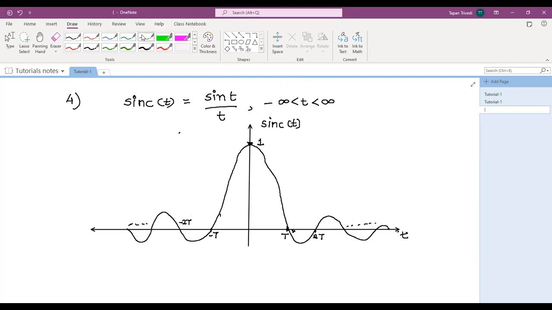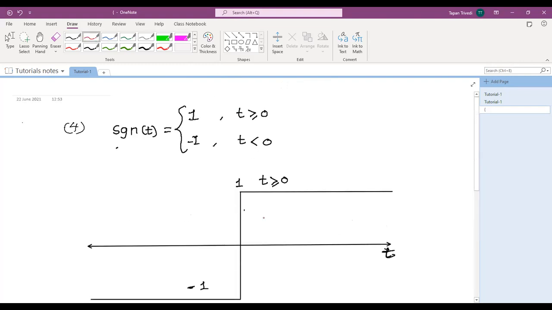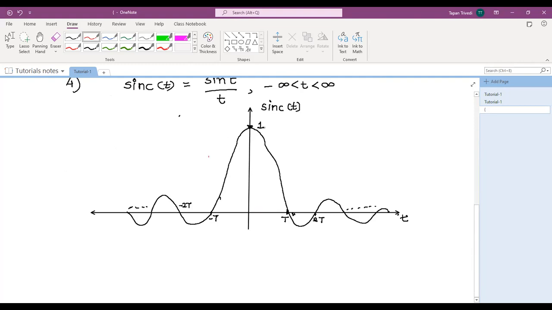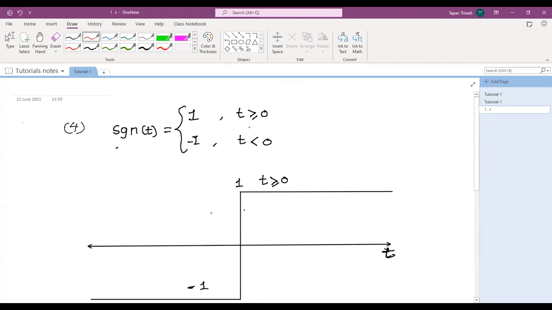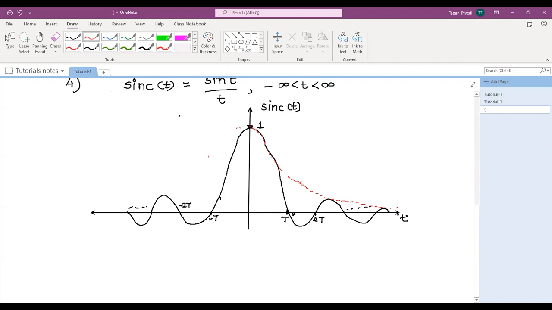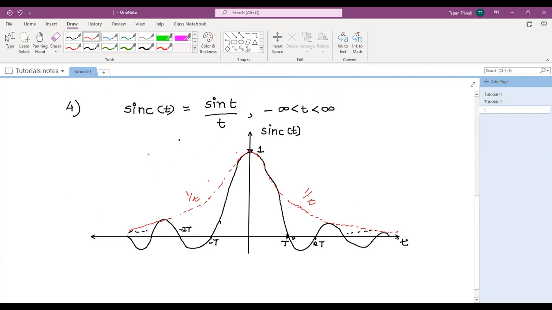As you can see, as time progresses, the value decays. Here also, as time progresses, the value decays. It's a kind of hyperbola, so it decays with value 1 upon t. This is also 1 upon t. Why? Because it is sin t upon t. So that's why.